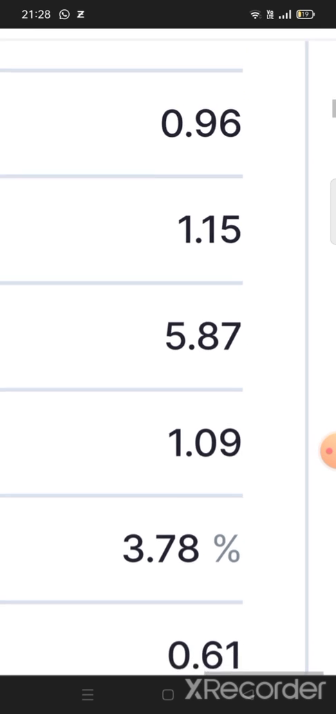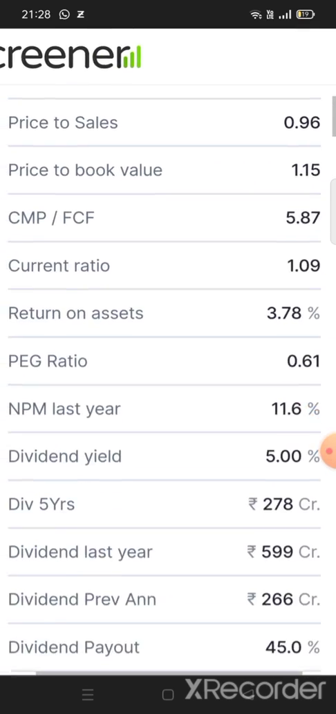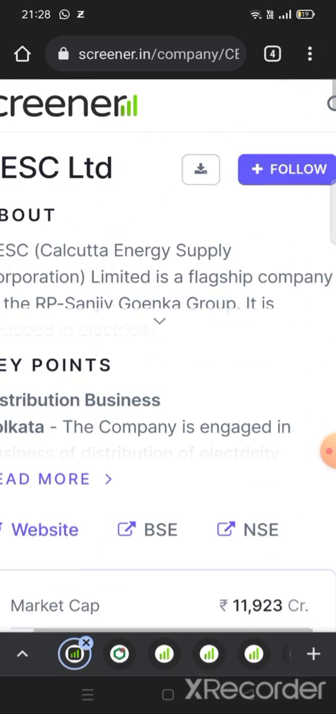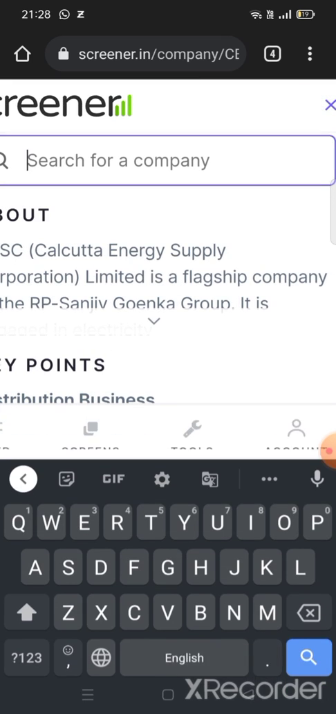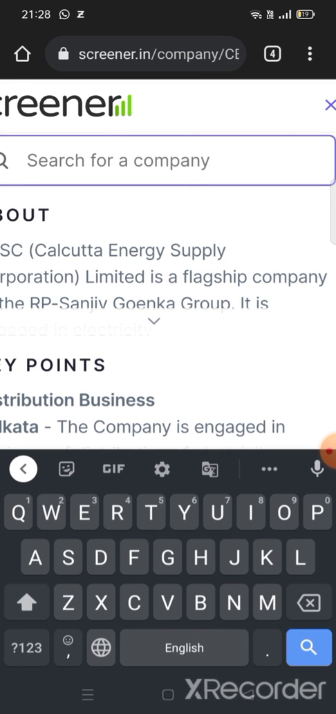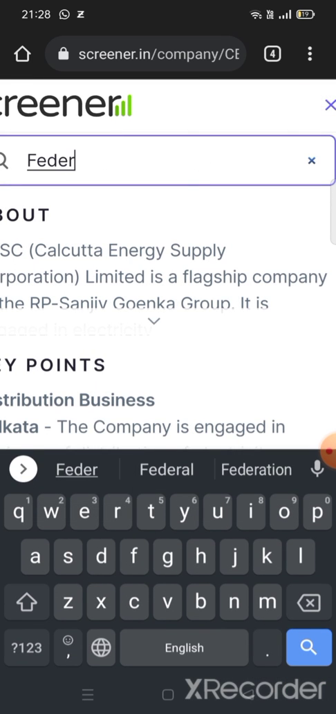And this price to book value is usually applicable only for the companies which are asset heavy. So it is not applicable for companies which are asset light. So usually the banks or any finance company, let's say a Federal Bank.